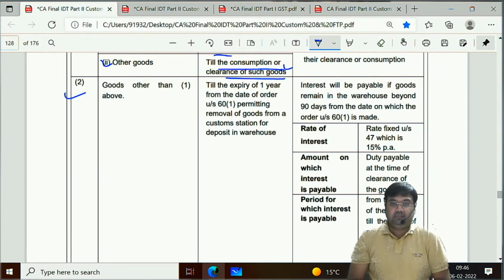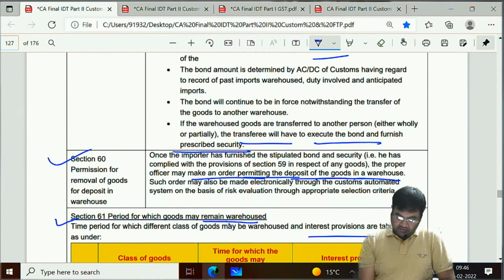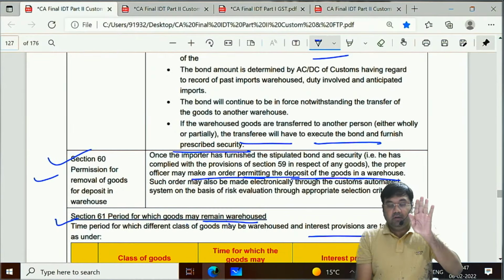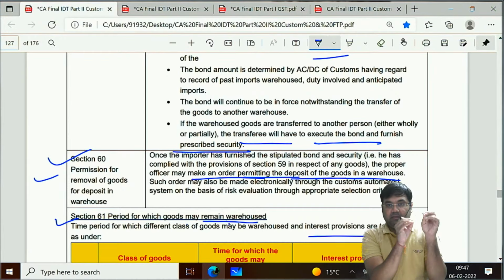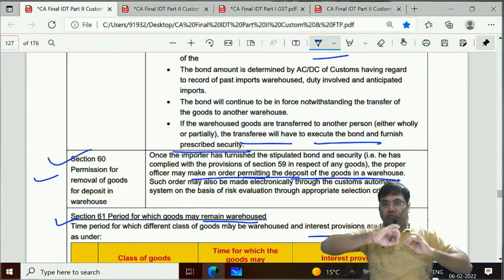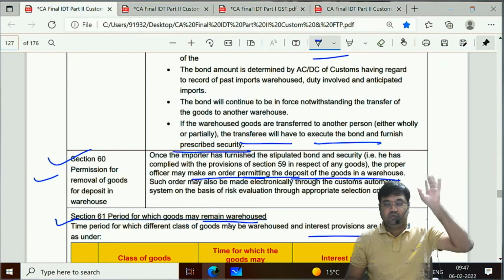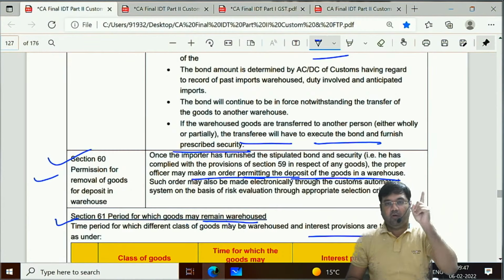So there is a time period. They can keep the goods in the warehouse for 1 year from the date of the order made by the officer. So under section 60, the officer is going to make the order. Okay. So let's say he made the order on 1st February that please deposit this in the warehouse. He got the bond security, so he is going to pass the order. You can deposit this in the warehouse. So from that date, for how much period can the importer keep those goods in the warehouse? 1 year. That is going to be the maximum period allowed for warehousing.